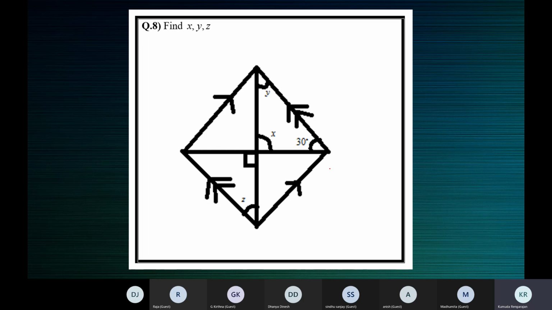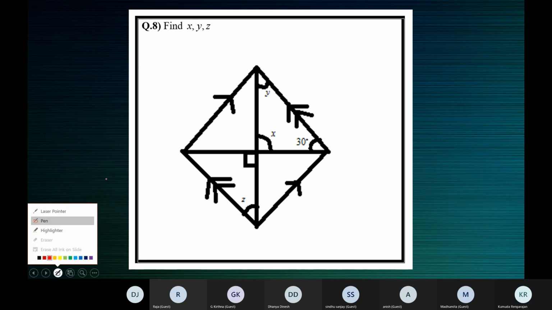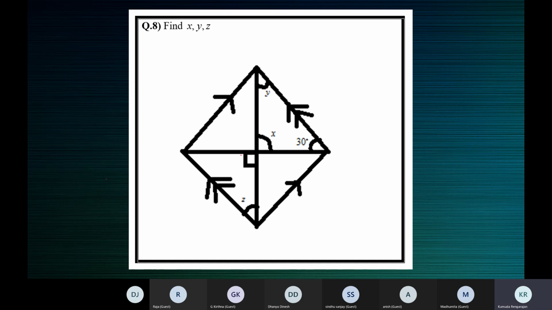So now what do you say about the four triangles? Ma'am, they are created by the diagonals. No, the four triangles are all right triangles. Yes or no? Because if this is 90, this also is 90. This is 90, this is 90. Yes, ma'am, all the four angles would measure 90.